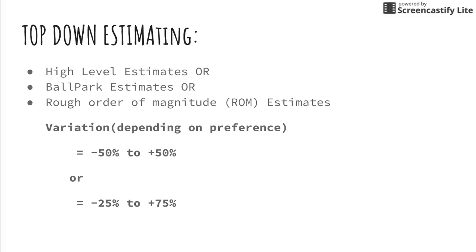These are also called ballpark estimates or rough order of magnitude estimates, and the variation is huge. This is minus 50% to plus 50%, or in some projects, you may take it as minus 25% to plus 75%. So, depending upon the preference, you can choose either of these two variations.